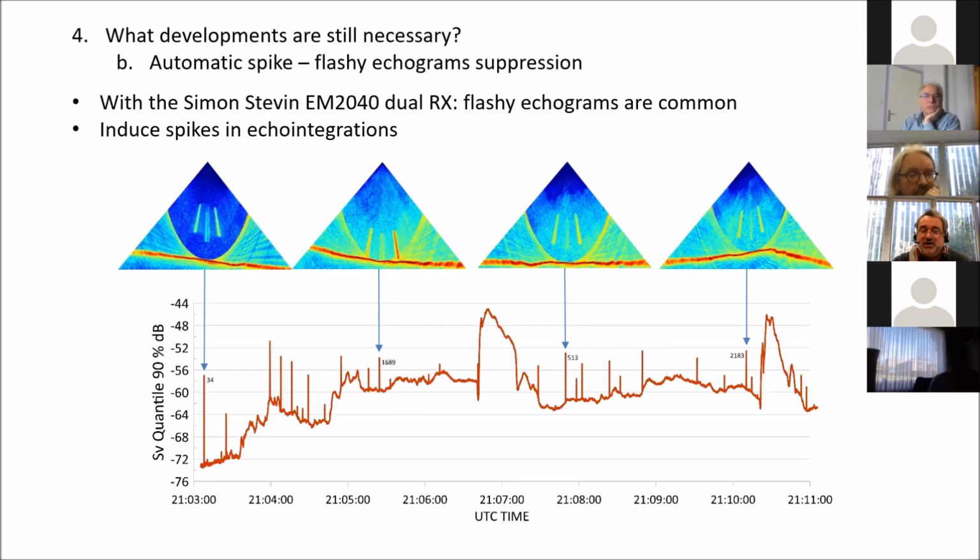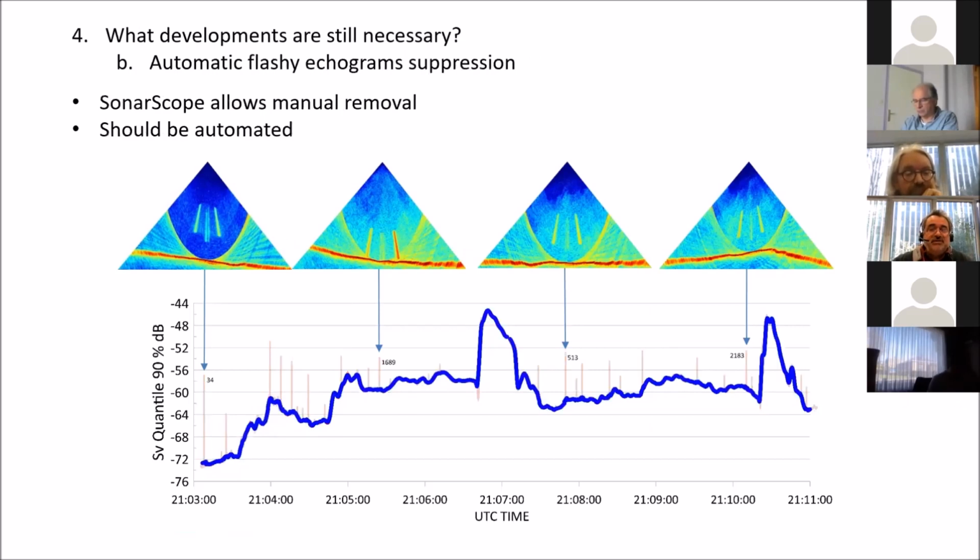And these flashy echograms are marked by strong peaks of amplitude on the echo integration curves and bias the statistics, in particular the range and the variance of the data. So they must be suppressed, and actually SonarScope allows manual removal, but that can be automated. It should be automated. So that's a development that is necessary for us to save time in the processing.